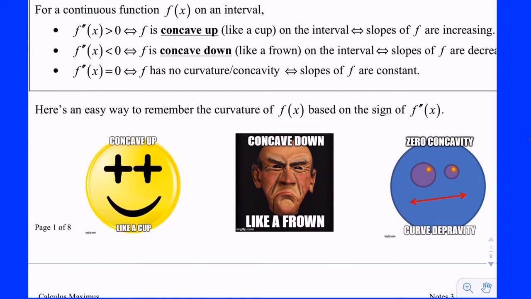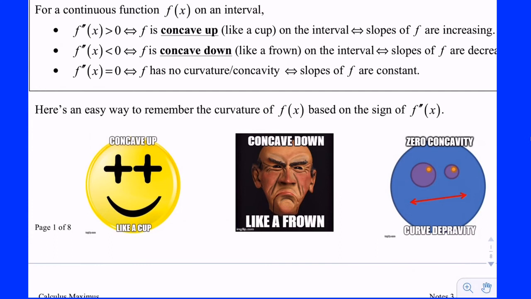Here's an easy way to remember the curvature or the concavity. They're interchangeable based upon the sign of f double prime. Okay? When your second derivative is positive, right? If you have positive plus signs in your eyes, you're probably pretty what? Happy. I would guess you're happy. If I saw someone with 2 plus signs in their eyes, they would probably be smiling and I'd probably be running because that would be weird.